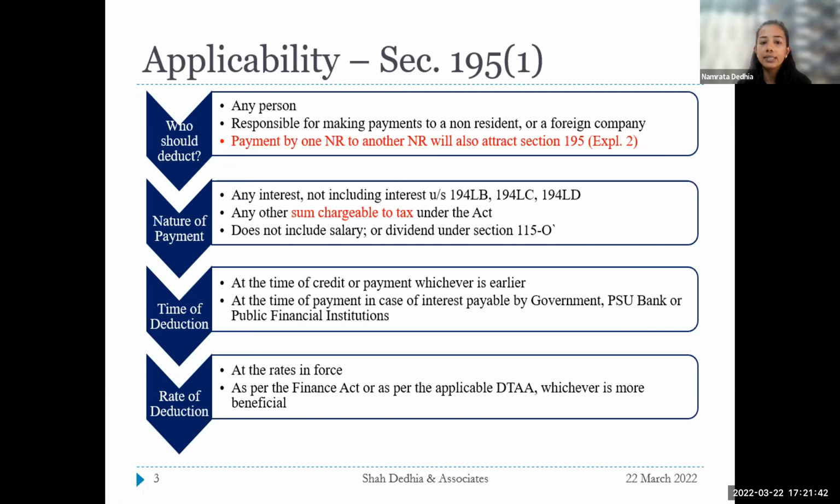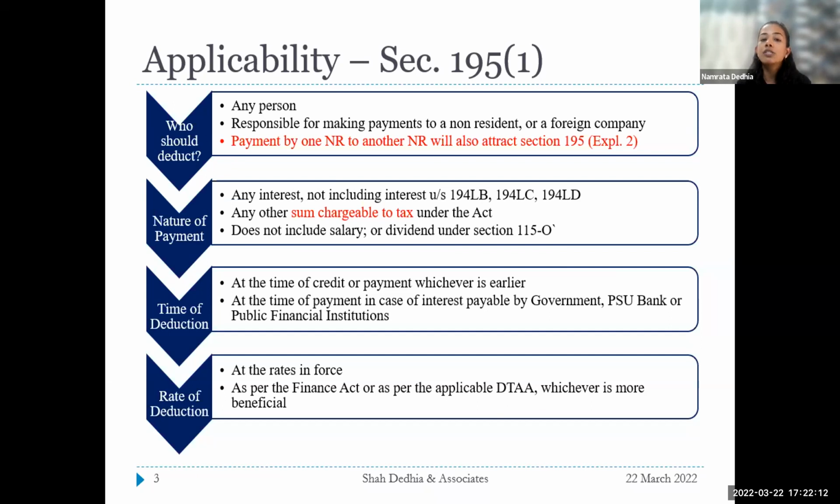Nothing else matters. What type of income doesn't matter. Who the payer is doesn't matter. What the purpose of the payment is, whether it is for personal consumption or business consumption, doesn't matter. What needs to be evaluated is, one, whether the payment is being made to a non-resident or a foreign company, and two, whether that payment is a sum chargeable to tax under the Income Tax Act for that non-resident or foreign company, the recipient. If these two conditions are satisfied, 195 will get triggered.